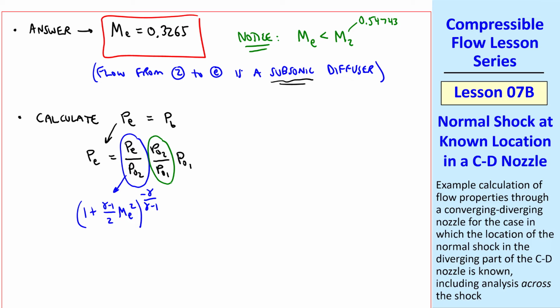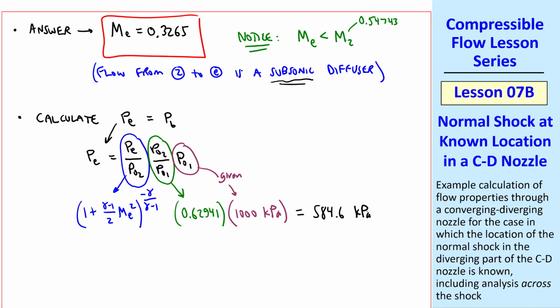This value is the same as our critical area ratio, A star 1 over A star 2, and P naught 1 was given in the problem statement as 1000 kPa, or 1 megapascal. Plugging in this ME and gamma, we get 584.6 kPa. So our second answer is PE is 584.6 kPa.